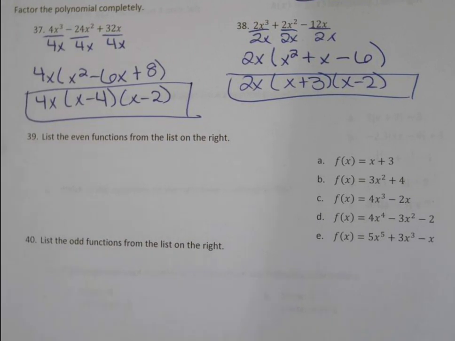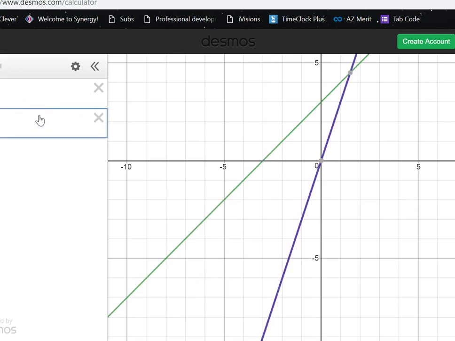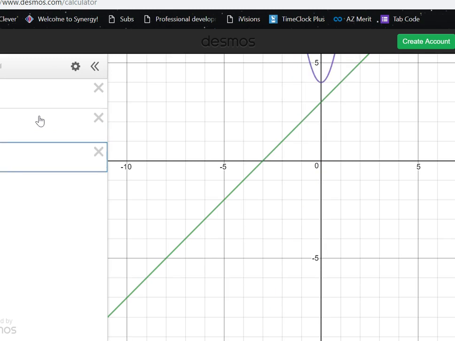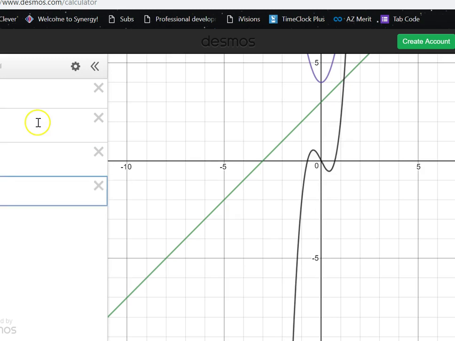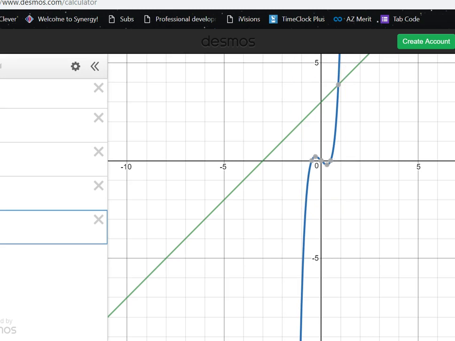Okay, so for 39 and 40, it wants me to list the even and odd ones. I'm going to go on Desmos and type all of those in. On the final, it's going to ask for either even or odd. Okay, so what is the first thing I'm looking for? Even functions? So, is this one even or odd? Or neither? There's no neither here, but it doesn't mean I have to answer all of them.